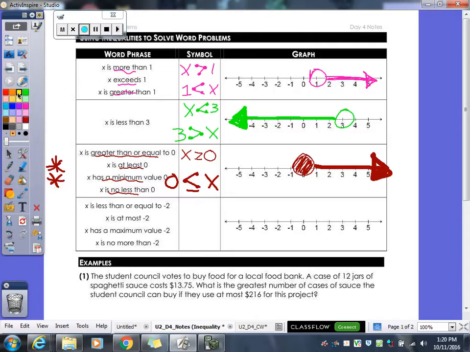The next one is less than or equal to, is at most, has a maximum value, is no more than. These all mean less than or equal to. So let's write x, 1 dot, is less than 2 dots, less than or equal to -2. Let's write it just that one way first.